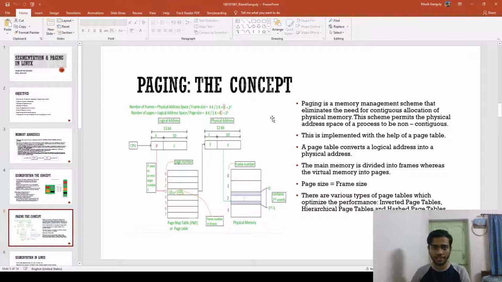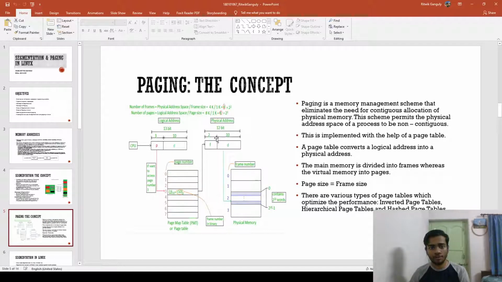Now let's move ahead to paging. Paging is a memory management scheme that completely eliminates the need for contiguous allocation of physical memory. It permits the physical address space to be non-contiguous. Till now we have seen the physical address space has to be contiguous, but by implementing paging, this will be removed. This is implemented with the help of a page table, as we can see here. A page table basically converts a logical address into a physical address. The logical address is divided into various segments called pages, with each of them having a fixed size called the page size.